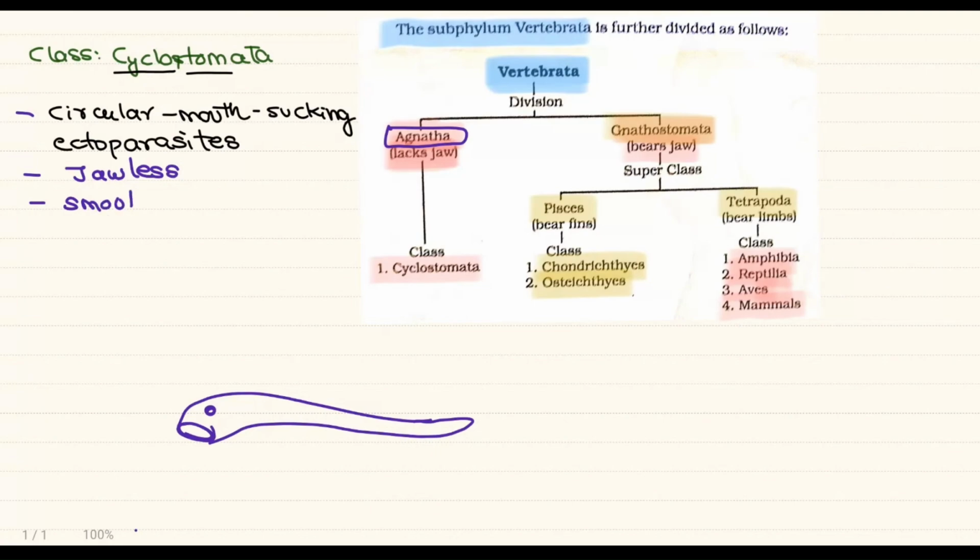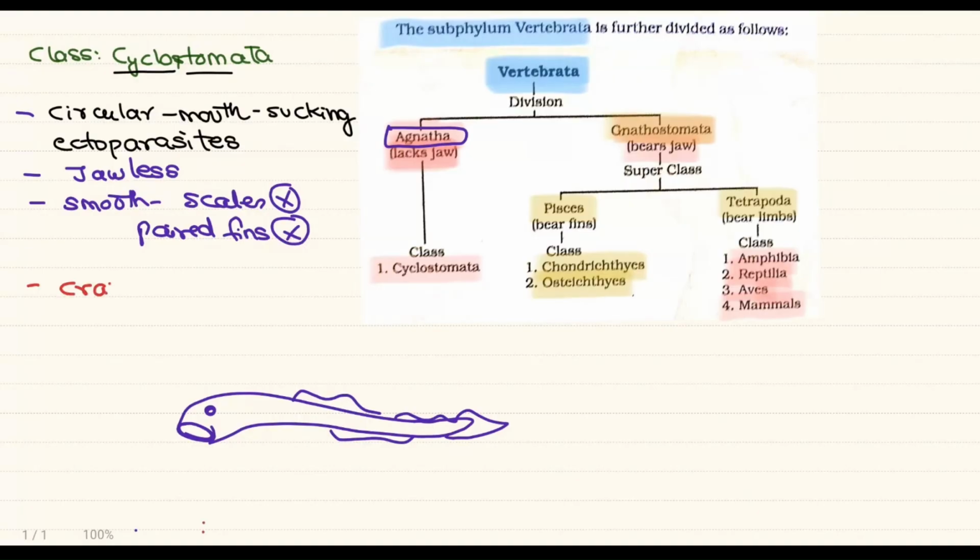The body is smooth, that is, the scales are absent. Also, the paired fins are absent in the cyclostomes. So on the body, only the unpaired fins are present. All the paired fins are absent. In the cyclostomes, the cranium as well as the vertebral column are generally made up of cartilage. So they have a cartilaginous endoskeleton.